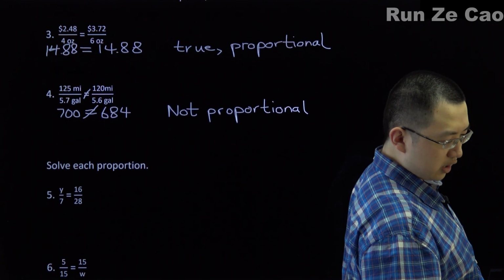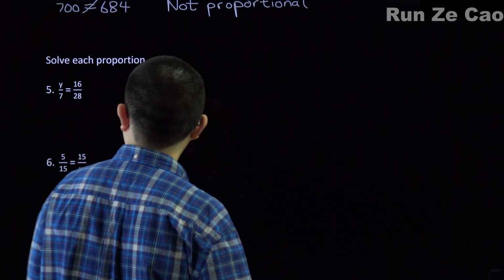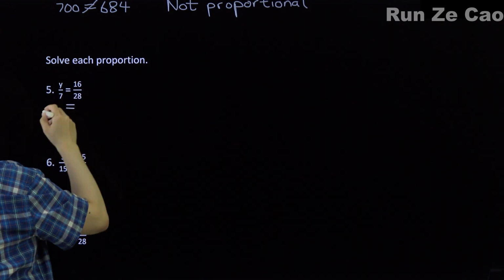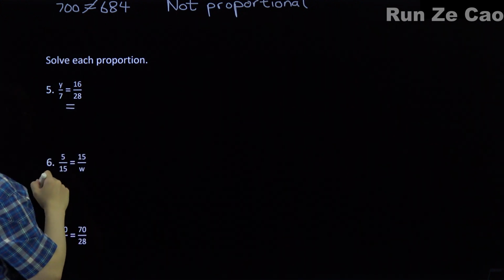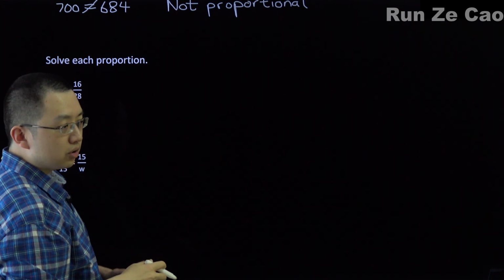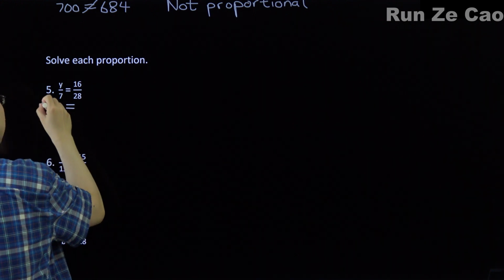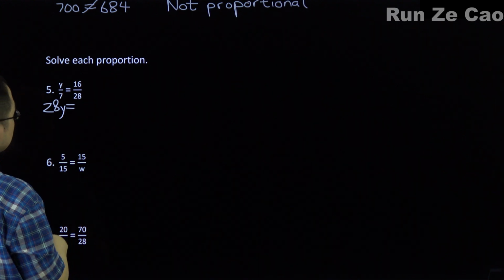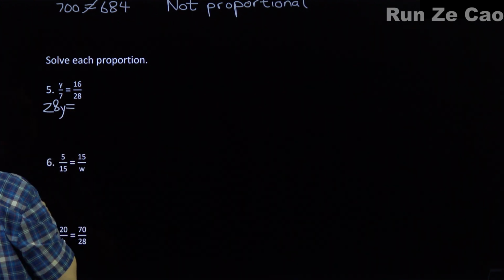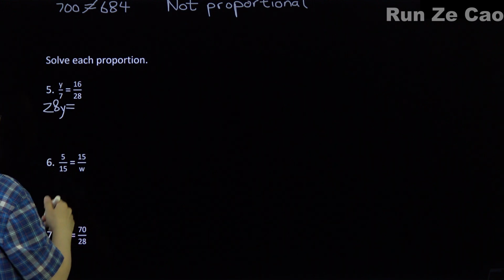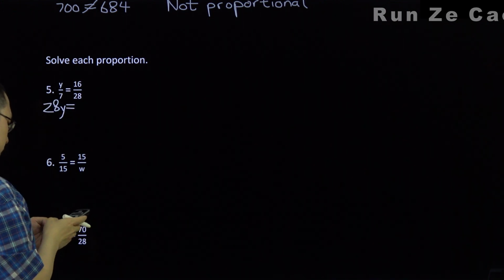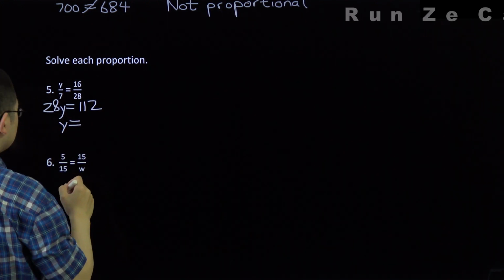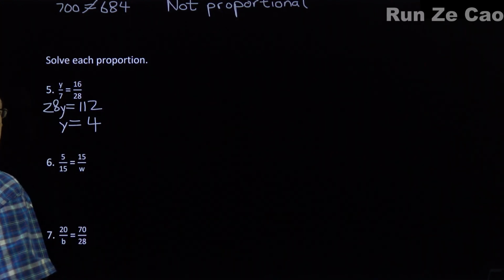So solve each of these proportions below. y over 7 is equal to 16 over 28. Well, you could just multiply over by 7, but we're supposed to use cross multiplication. So for this one, okay, cross multiply. 28y is equal to 7 times 16. Okay, fine. Let's do this. 112. y is equal to 4.